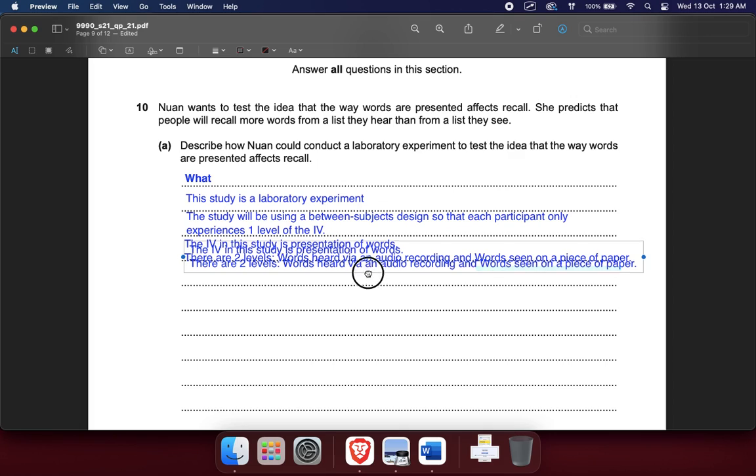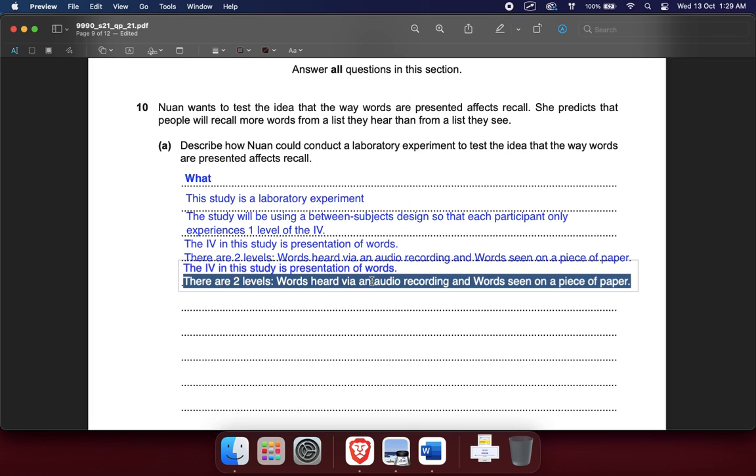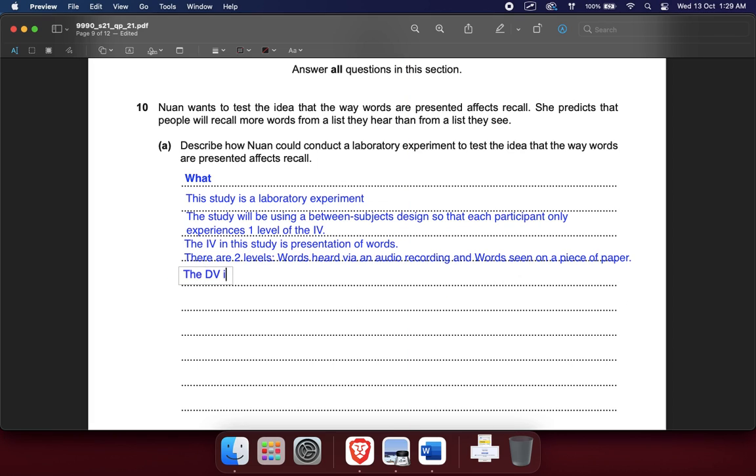Right, that's the IV. What about the DV? So let's talk about the DV. The DV is recall, right? It's memory recall. Memory recall is operationally defined as how many correct answers a person gives.